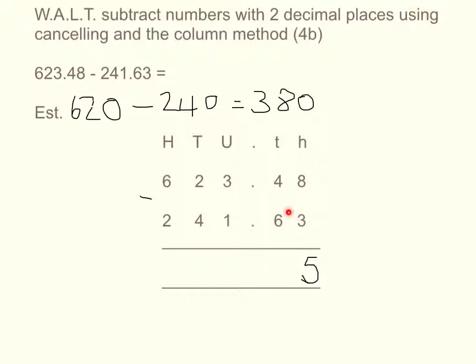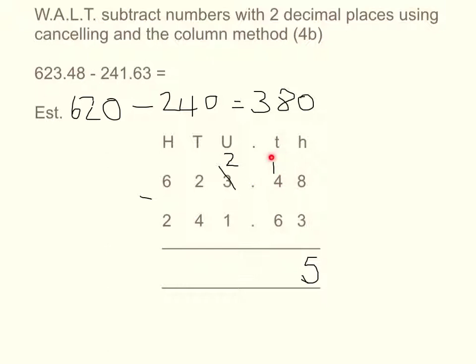So I will borrow one from my units, and instead of having 3 units, I would take one off there to give me 2 units, and I would put the one that I have borrowed onto the tenths column. That would mean that I had 2 units and 14 tenths, which is exactly the same worth as 3 units and 4 tenths. I would then return to my calculation.